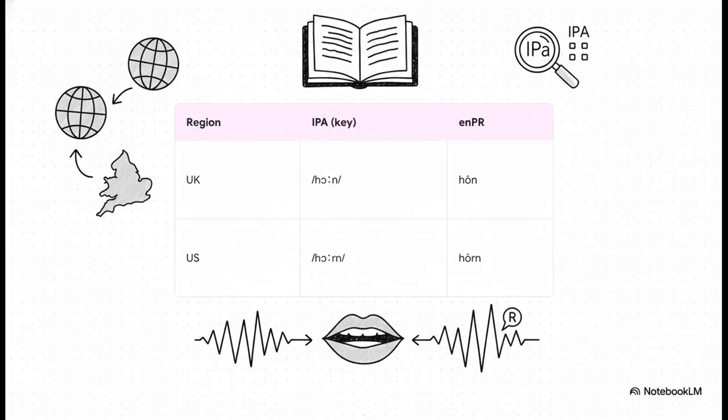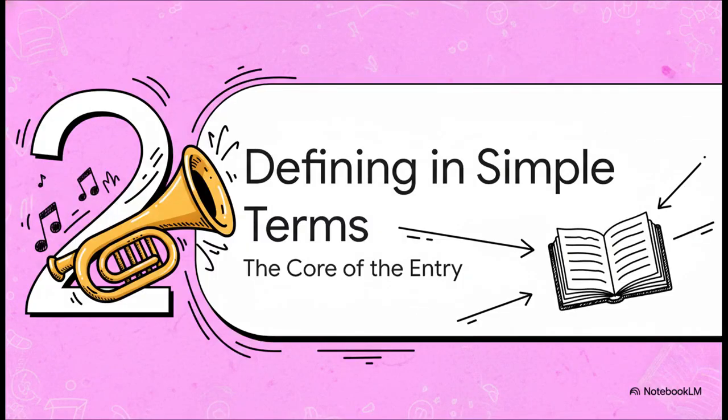The entry actually gives us different guides for UK and US speakers. That middle column, the IPA, that's the International Phonetic Alphabet. It's like a universal system for every sound a human can make. And see that little R symbol in the US version? That shows you the harder R sound you hear in American English. It's a super scientific way to write down speech. So now we know how to say it, let's get into what it actually means.